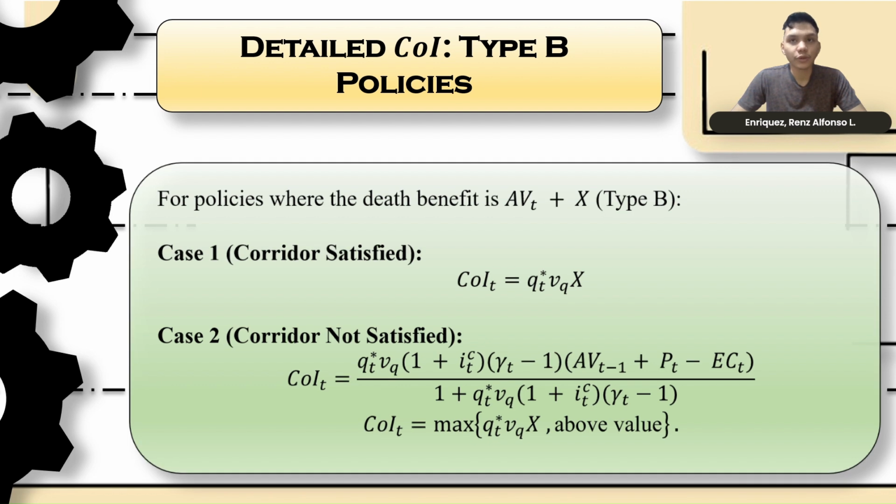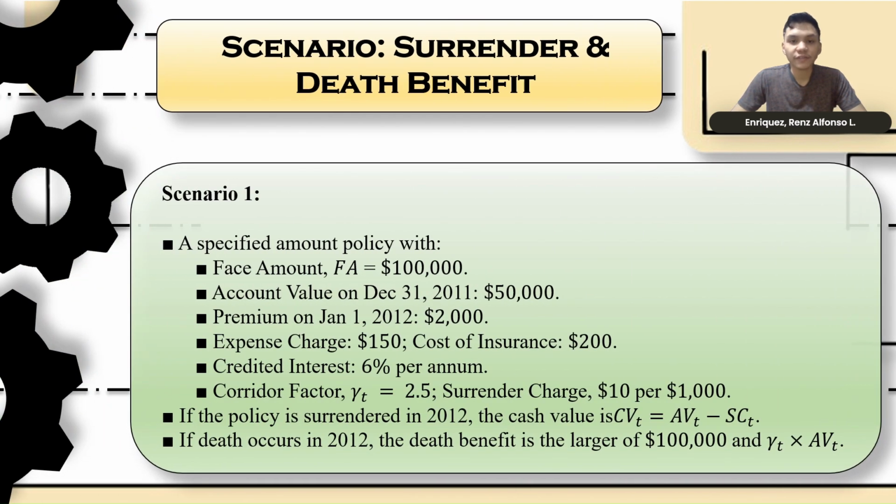Now, let's go through a quick scenario. Imagine you have a policy with a fixed death benefit of $100,000. At the end of the last year, your account was worth $50,000. At the start of this year, you pay a premium of $2,000 and some fees, like a small expense charge and the cost of insurance, are taken out. Now, if you choose to surrender the policy this year, you'd receive the account value minus a small surrender charge. But if the policyholder passes away this year, the death benefit paid will be the higher amount, between $100,000 and 2.5 times your account value. This way, the benefit is always enough.